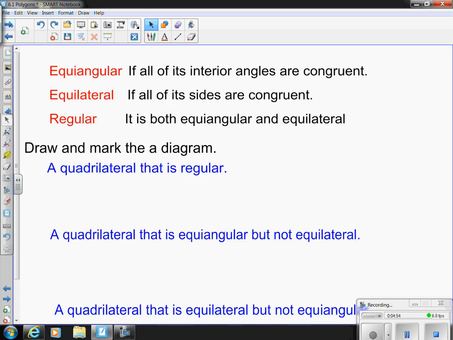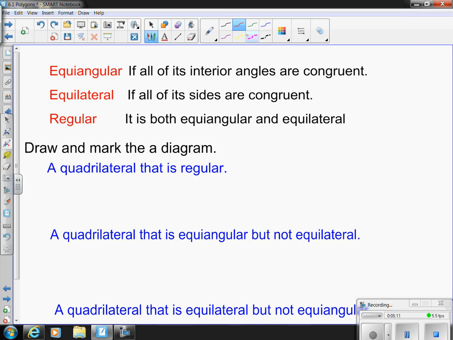Equiangular means all the angles are the same and congruent, equilateral means all of its sides are congruent, and regular means all of its angles and all of its sides are congruent.